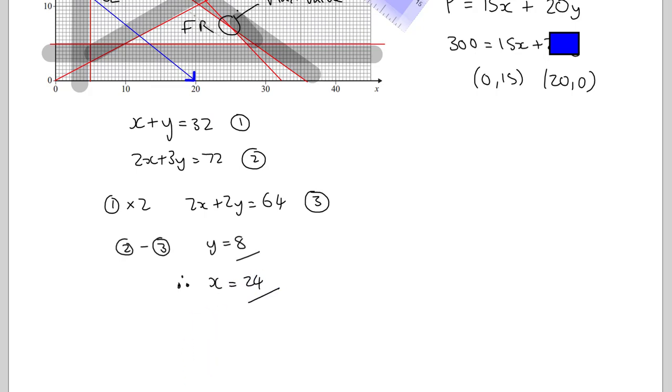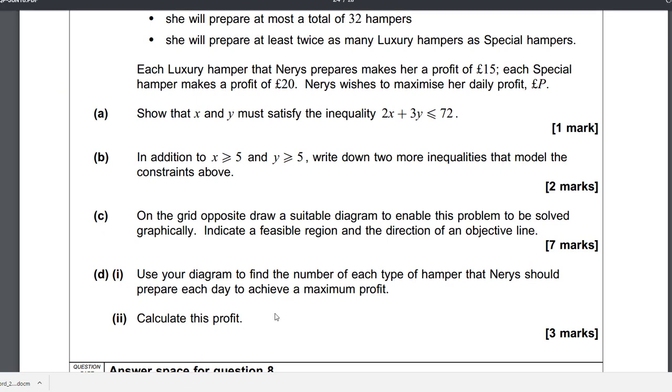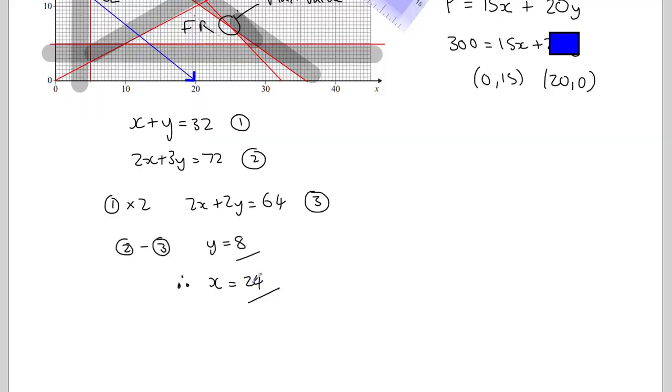At this point, make sure you answer the question. It's asking you how many of each hamper Naresh should prepare every day. So don't leave your answer in terms of x and y. Write down that we need 8 special hampers and 24 luxury hampers.